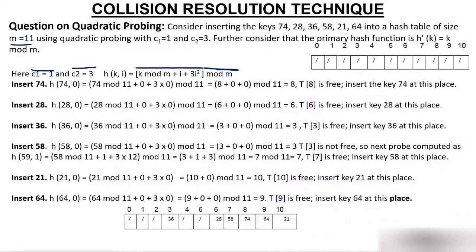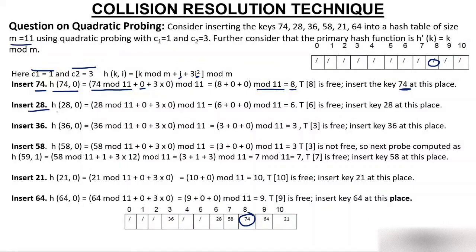So on putting the values of c, you get this. Now you will put the value of i as 0, 1, 2, whatever you want. If you want to store 74, start from 0. So h(74, 0) is 74 mod 11 plus 3 into i square, where i is 0, so 3 into 0 will become 0. Finally you will get 8 plus 0, after that you take mod 11, which gives 8. Is 8 free? Yes, position 8 is free. You will insert 74 at the 8th position.